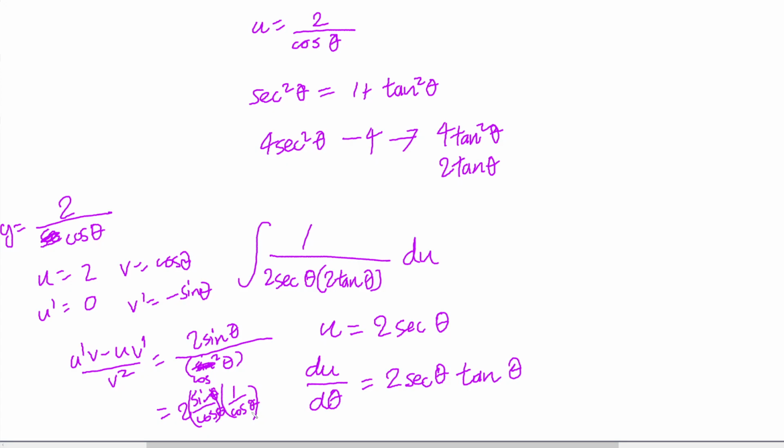Which becomes 2 tan theta sec theta, or 2 tan theta times secant theta, this differential here. So if you multiply both sides by the infinitesimally small change in theta, d theta, then you'll get du equals 2 sec theta tan theta d theta.